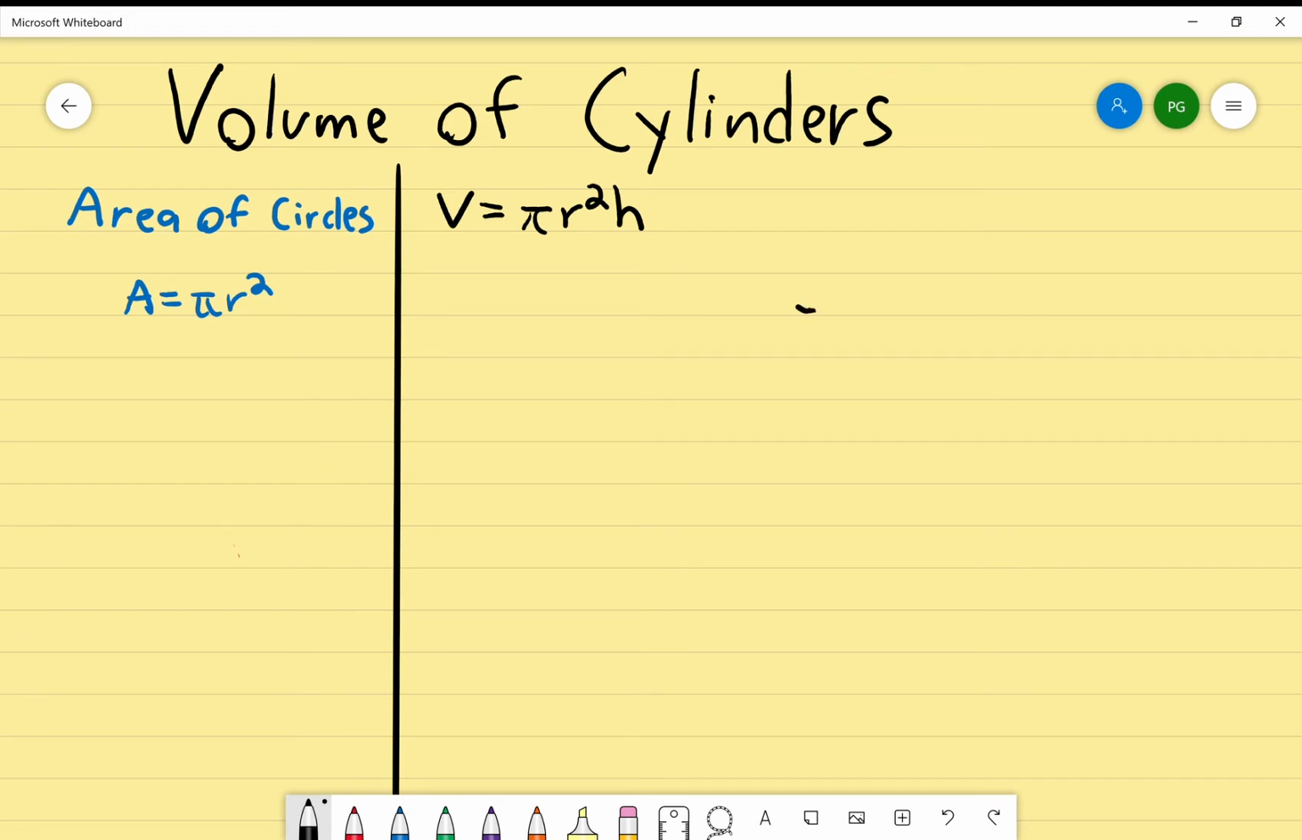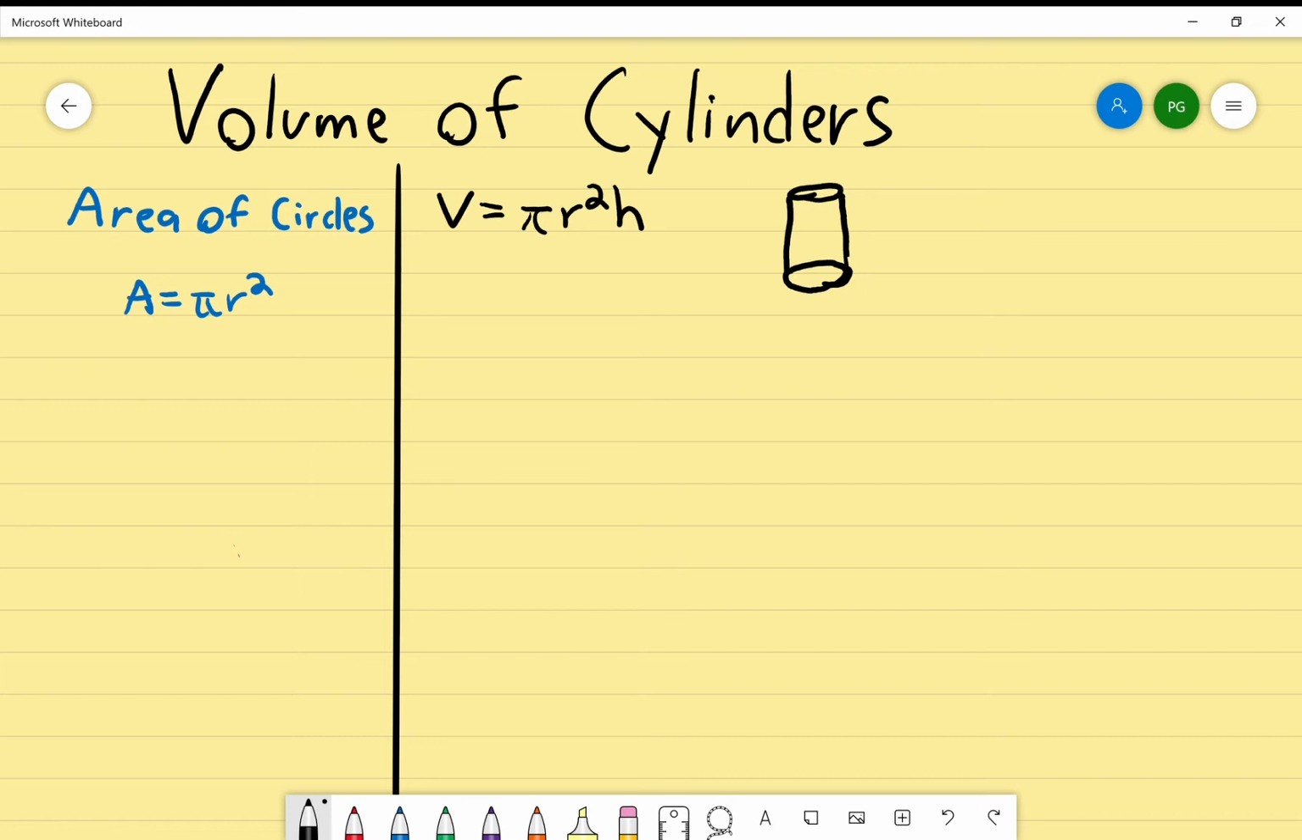A cylinder is just, think of a can of Coke. That's a cylinder. I'm sorry I'm not very good at drawing, but that's more or less what it looks like. Yeah, kind of like that. That's a cylinder, right? A can of Coke, a can of Pepsi.